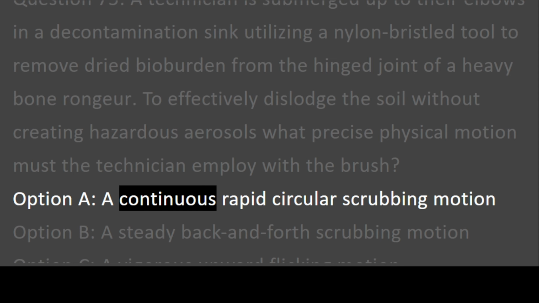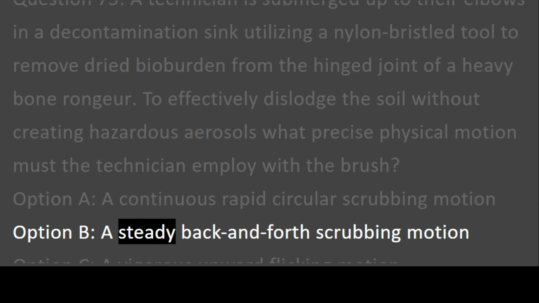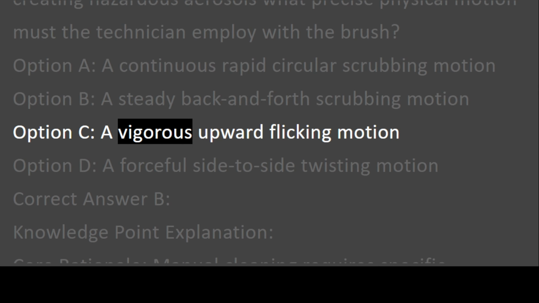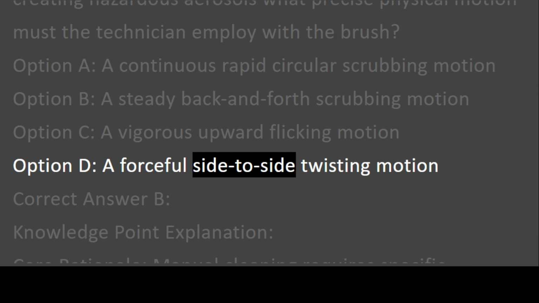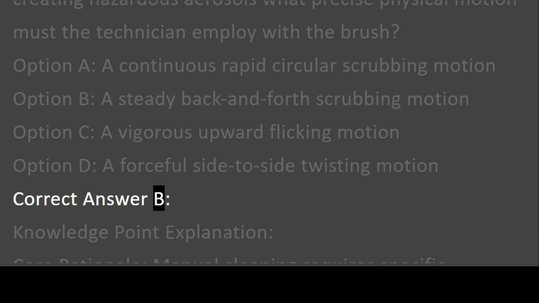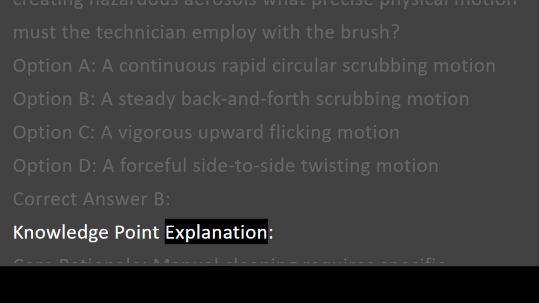Option A, a continuous rapid circular scrubbing motion. Option B, a steady back and forth scrubbing motion. Option C, a vigorous upward flicking motion. Option D, a forceful side-to-side twisting motion. Correct answer B. Knowledge point explanation.